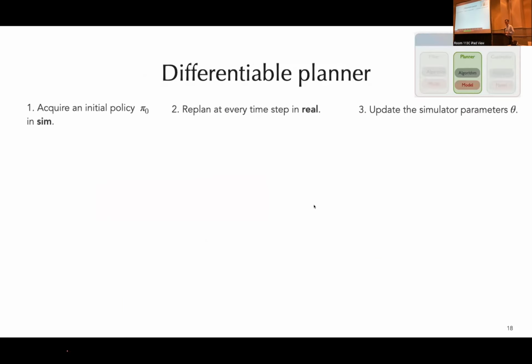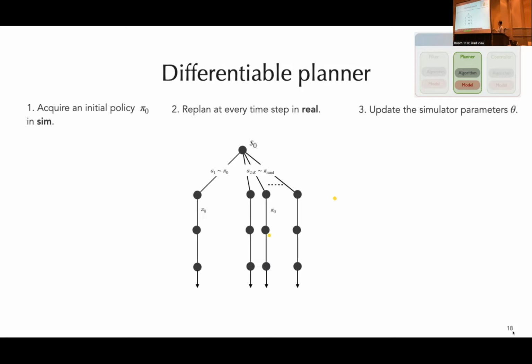The way we're going to do it is, first we acquire an initial policy in the simulator. We assume that the object is rigid because it's simple. I mean, we can acquire this policy any way we like. We can do reinforcement learning, we can do demonstration, whatever we want. Then we replan at every time step in the real world, and based on the observations of execution, we update the simulator parameters, the rigidity of the object. Just to briefly recap: we have an initial policy, we replan every time step and execute the action, and based on the observation, we update the simulator parameters. In our particular case, that means the rigidity of the object.